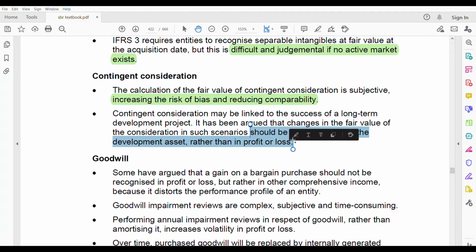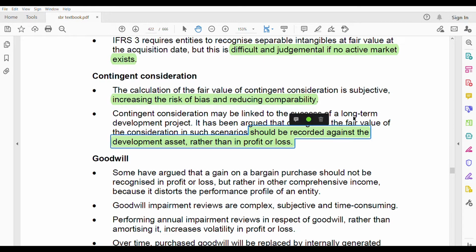It should be recognized rather than in profit or loss. That means changes in the fair value, because where do we recognize changes in the fair value? In the profit and loss account, right? Normally. But here they are saying in this condition it has to be recorded against the development cost. That means you're deducting it from the development asset.